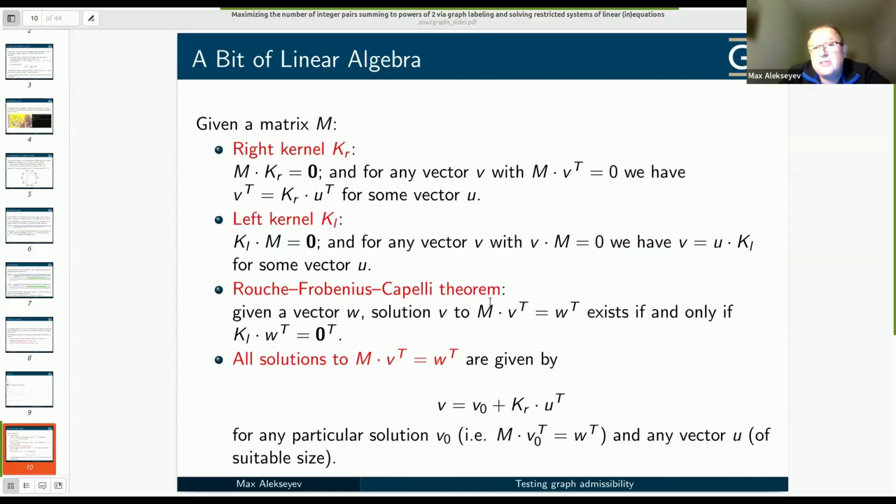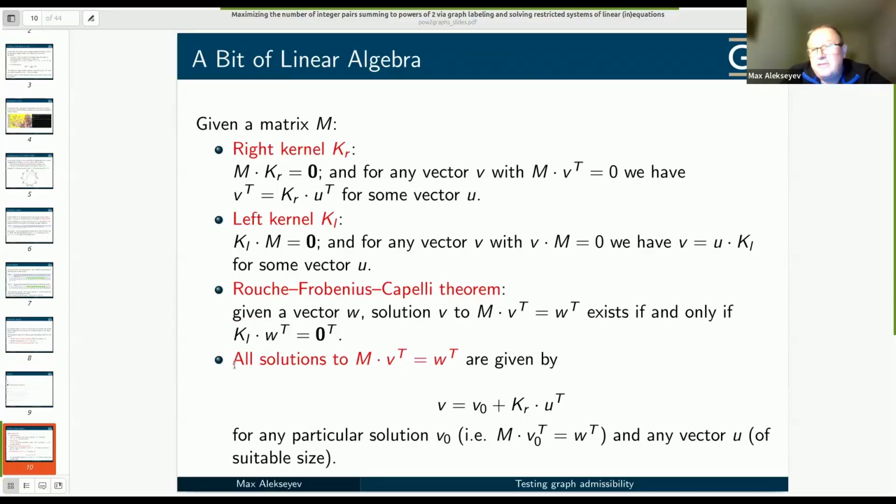Then we have the Rouché-Frobenius-Capelli theorem. In different countries, it may have 1, 2, or 3 names attached to it, but I attached the largest possible number of names. What this theorem states is that if we are given a vector W and we are solving the equation M times V equal W, then a solution exists if and only if the product K sub L times W is equal to the zero vector.